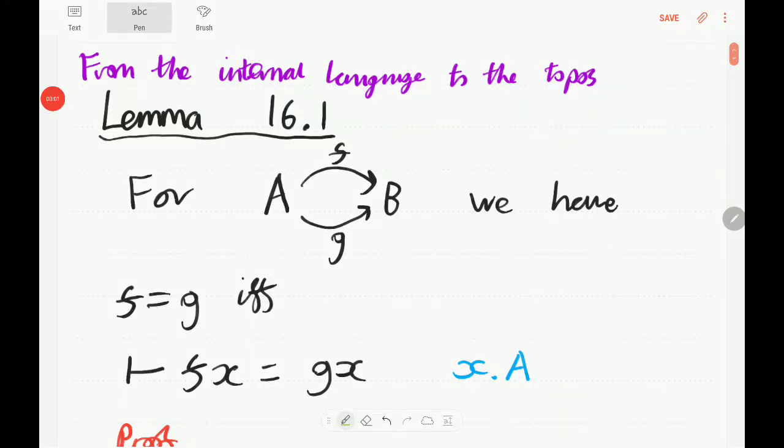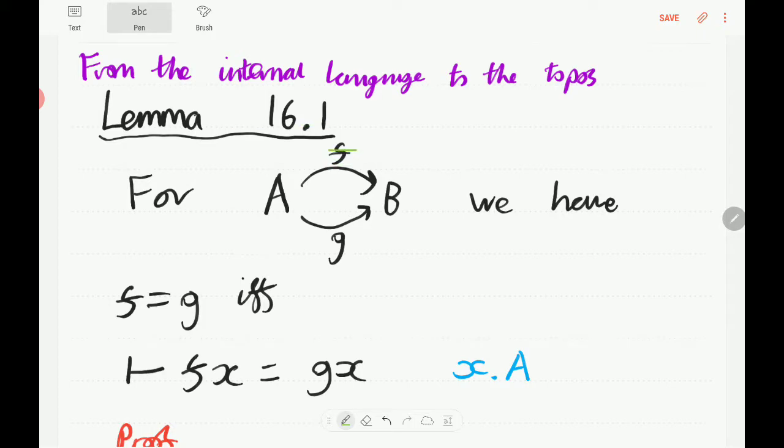Okay, so we're starting to work through chapter 16 of Colin McClarty's book, Elementary Categories, Elementary Toposes. This chapter is called From the Internal Language to the Topos. The idea here is basically that we're going to use the Mitchell-Bénabou language to understand more about the structure of toposes themselves. So let's just dive straight in with this lemma here.